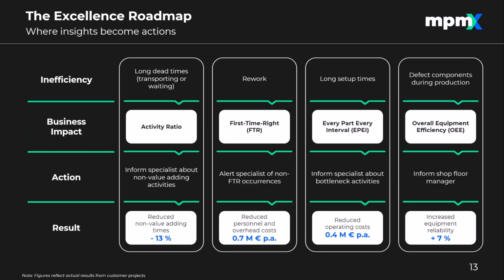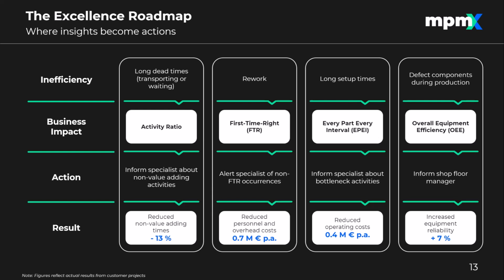Here are again some examples shown where we can also improve the process with our mpmX execution module, what I showed you before in the slide. So if there are, for example, long dead times or transporting or waiting times, we can see this in a poor activity ratio for some of the context information that we have. For one specific product, for example, the activity ratio is very critical, and our mpmX execution module can automatically inform a specialist about that once a certain threshold is reached.